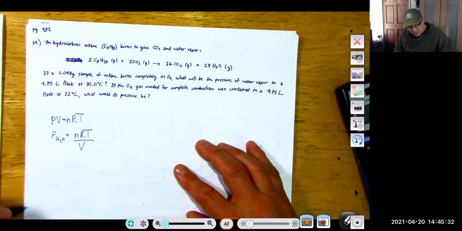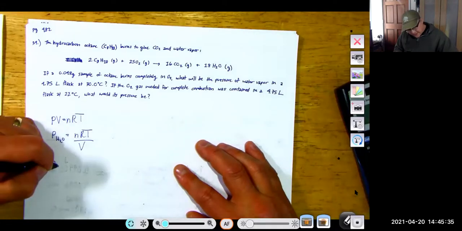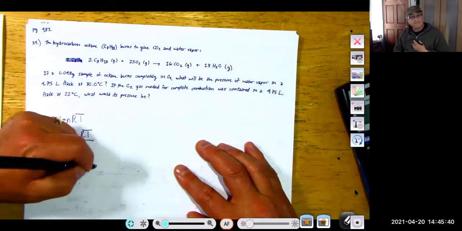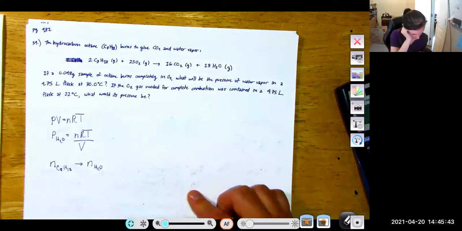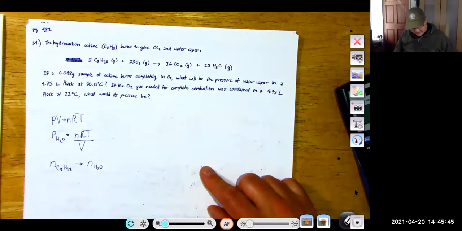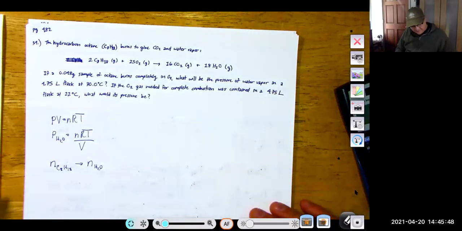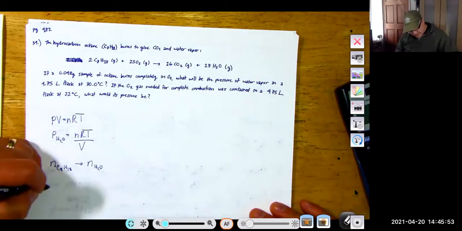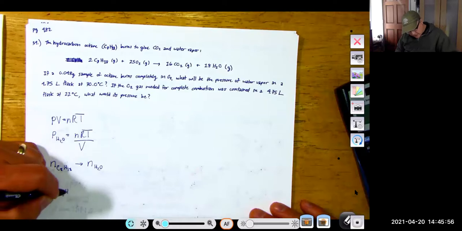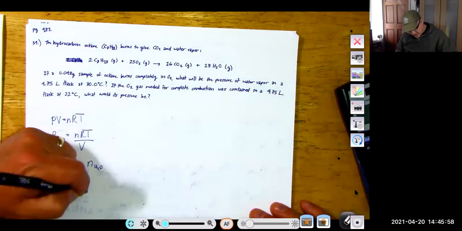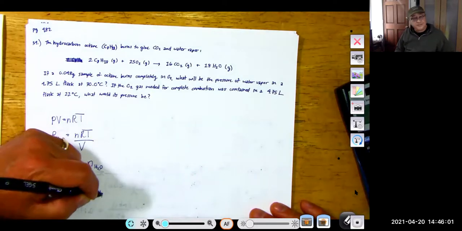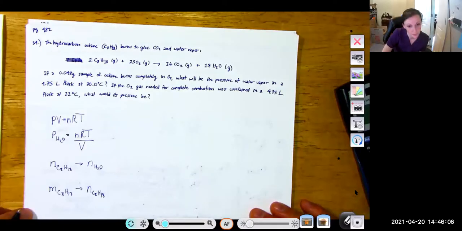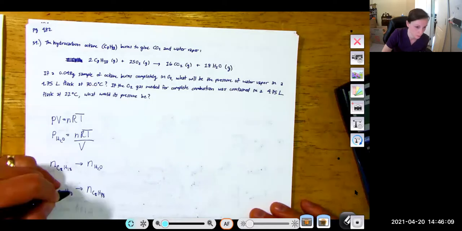Well, if we had the moles of C8H18, we could calculate the moles of H2O that we're going to make, right? But we're not given the moles of C8H18. What are we given? We're given the grams of octane. So if we can take the mass of C8H18 and turn that into moles of C8H18, then we'd be in business. Is there a way for us to do that? Yeah, using the molar mass.